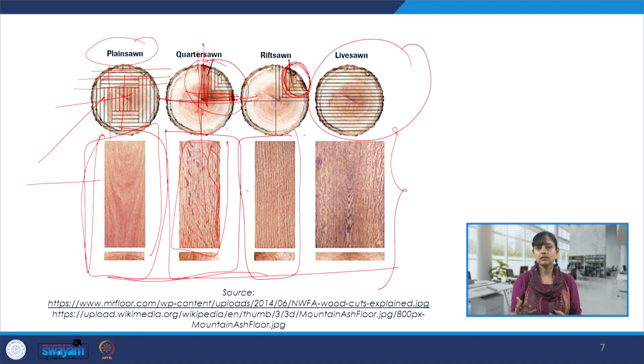Now there are technical specifications, and there are implications of what you will achieve in plain sawn versus the rift sawn, which has more wastage and which has more strength. So those are highly technical terms. I'm not able to cover everything in one lecture where we are focusing on timber.